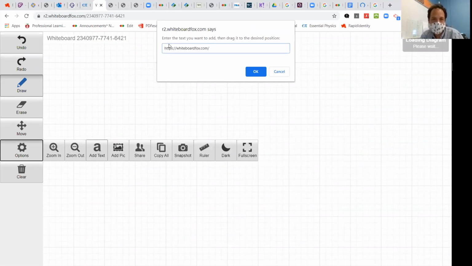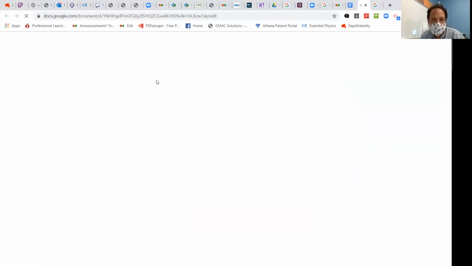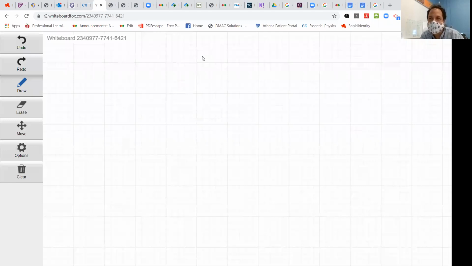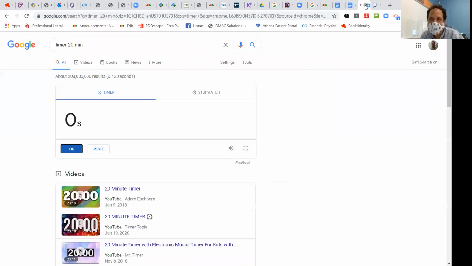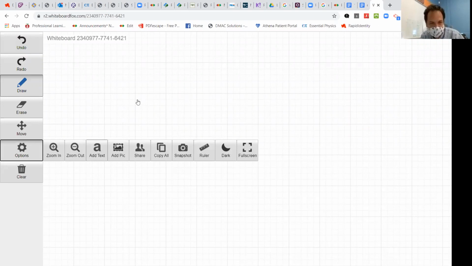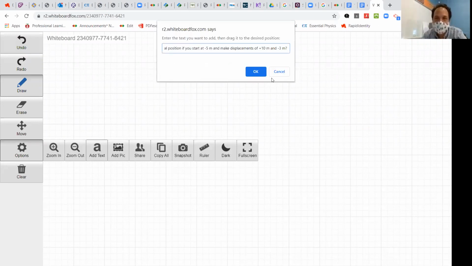Cool. That's not right. So I'm going to get this and put it in Whiteboard Fox. Move this over. Okay. So to put text in here, you just go to Options, Add Text, and paste whatever you want in there. So I'm going to change these numbers.